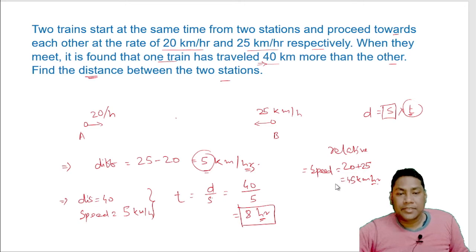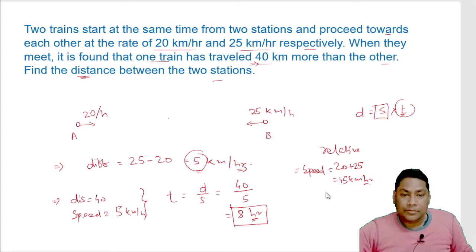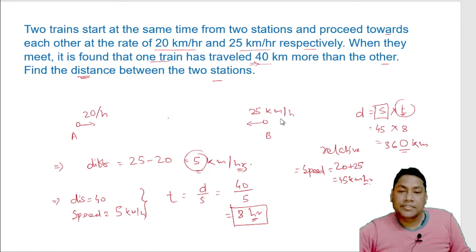So friend, here the relative speed is 45 and the time we have calculated is 8 hours. So 8 5s are 40, 4 remaining, 8 4s are 32 and 4 is 36, so 360 km. So friend, the distance between the stations is 360 kilometers.